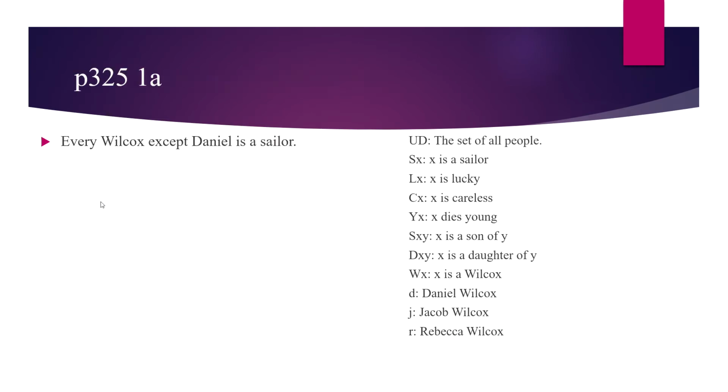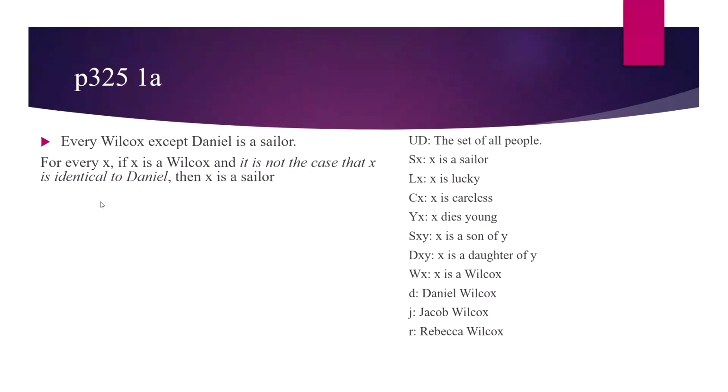So the first problem was every Wilcox except Daniel is a sailor. I have the symbolization key over here to the side. So the paraphrase that we're going to do is for every x, if x is a Wilcox and x is not Daniel, then x is a sailor. So that's our start of the paraphrase. Here we've said x is not Daniel, which is not a truth functional way of paraphrasing that, right? So we need to change it to for every x, if x is a Wilcox, and it is not the case that x is identical to Daniel, then x is a sailor, which we get this as the symbolization, right?